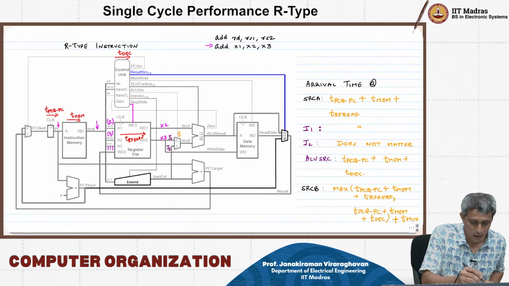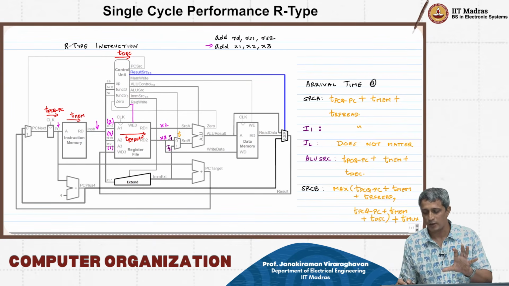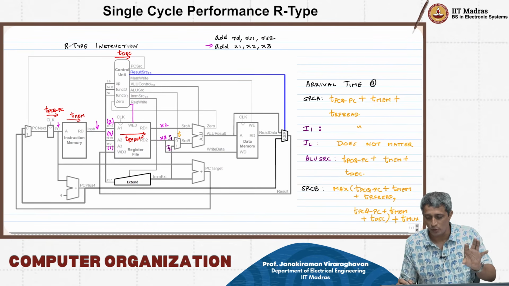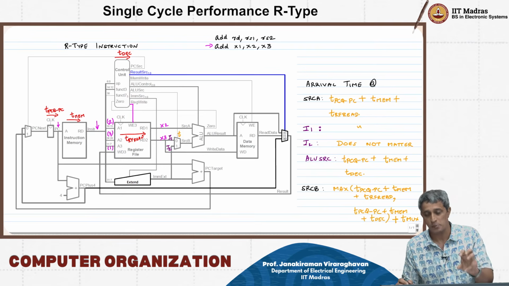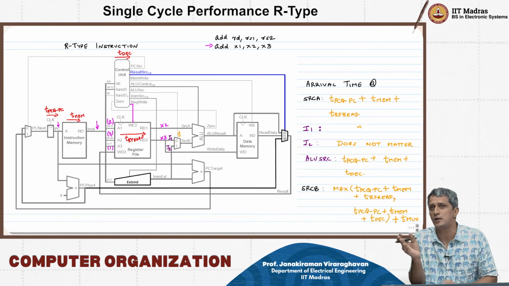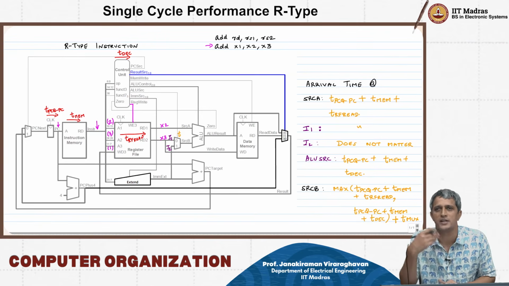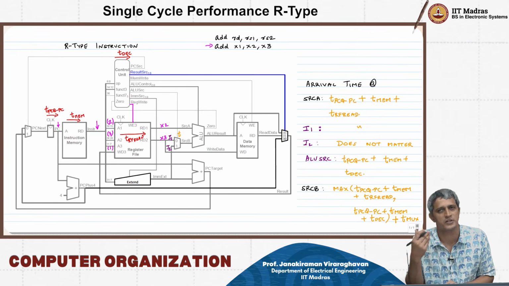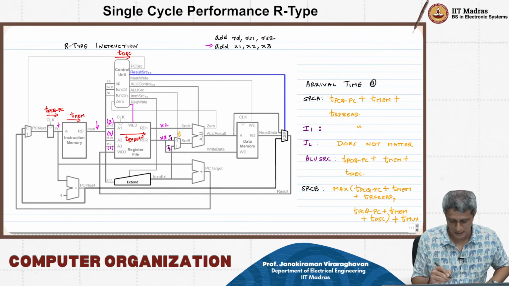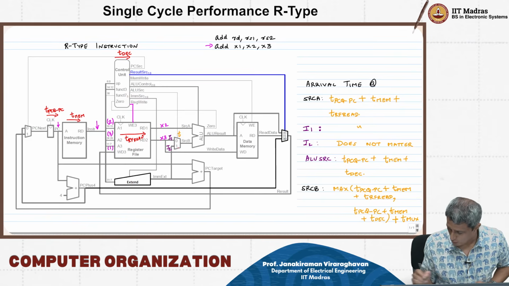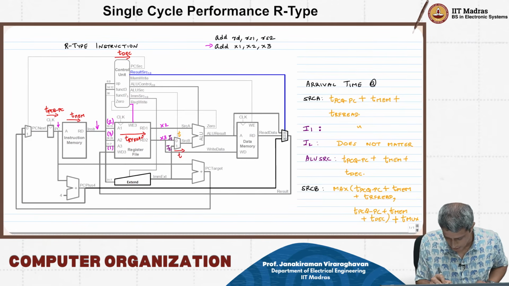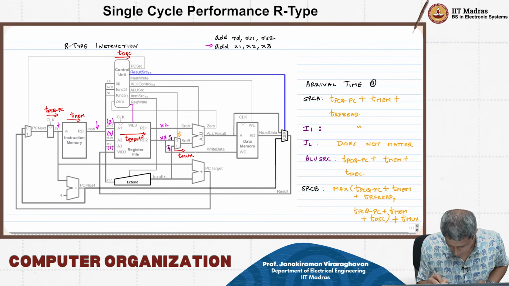And that's why what you see here is ultimately the arrival time at the output of the mux for source B: TPCQ PC plus TMEM plus the maximum of TRF read and T decode. We saw that the RF read was significantly higher in terms of its delay number and therefore that is going to dominate, and that's why we are not going to worry about this T decode number at this point. So this is T mux.